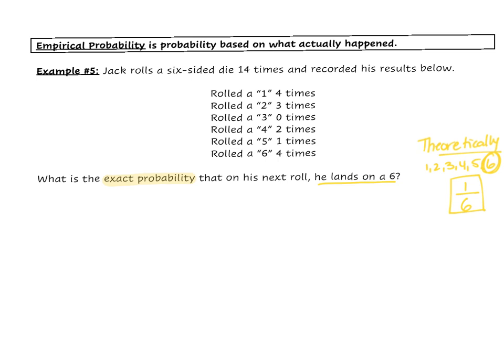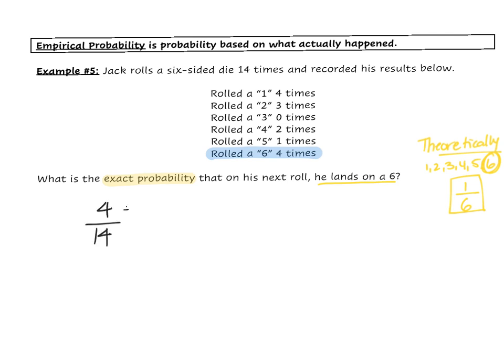So let's see what happens empirically, or if he actually does it. So these are his rolls. They add up to 14, right? That's 7, 8, 9, 10, and then 4, 14. So based off of this, what's the probability that his next land will be a 6? Well, it looks like he rolled a 6 4 times. So 4 out of his grand total of 14 would be his probability.